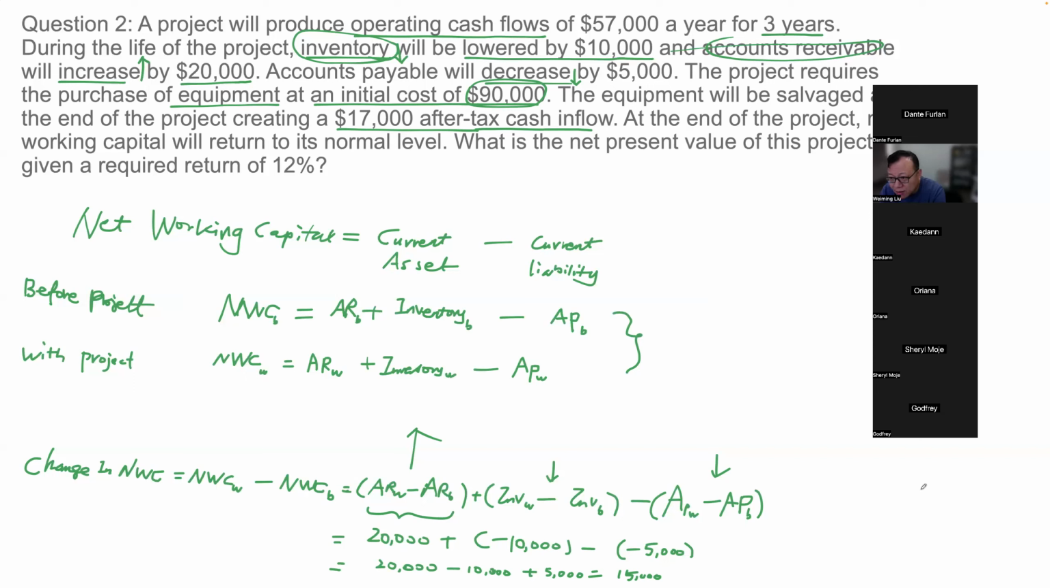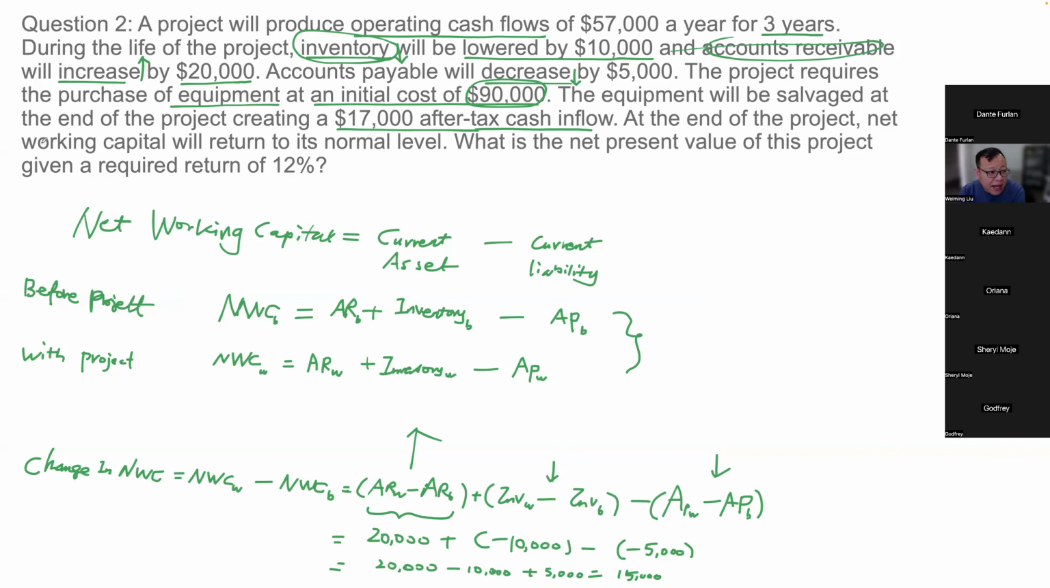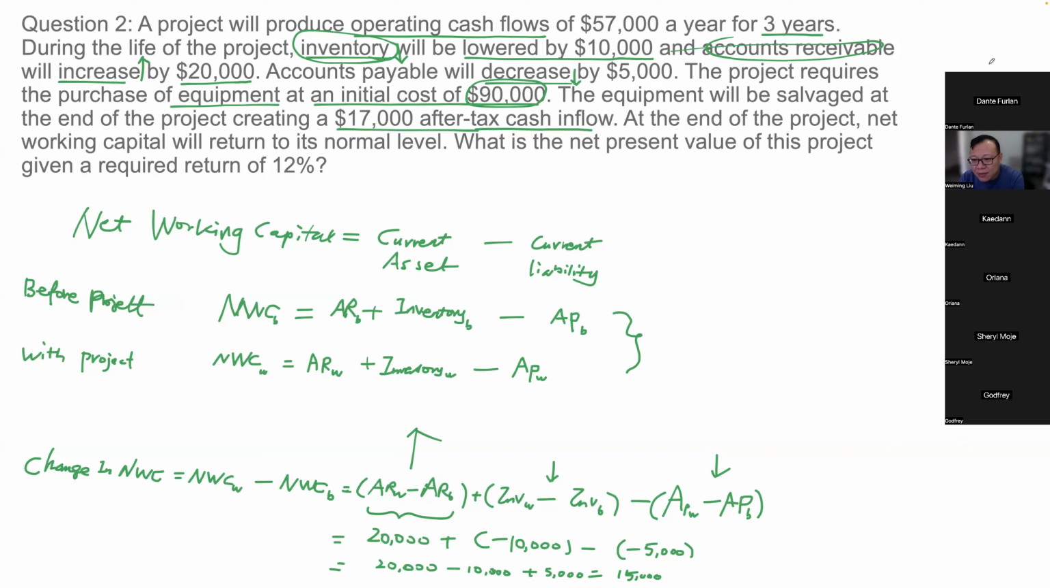So does this make sense? Okay, 1, 2, 3. Does this make sense? Awesome. So now you understand why I'm doing this, okay? Now, at the end of the project, if you take a look at the question here, at the end of the project, net working capital will return to its normal level. So how does that affect my cash flows at the end of the project?